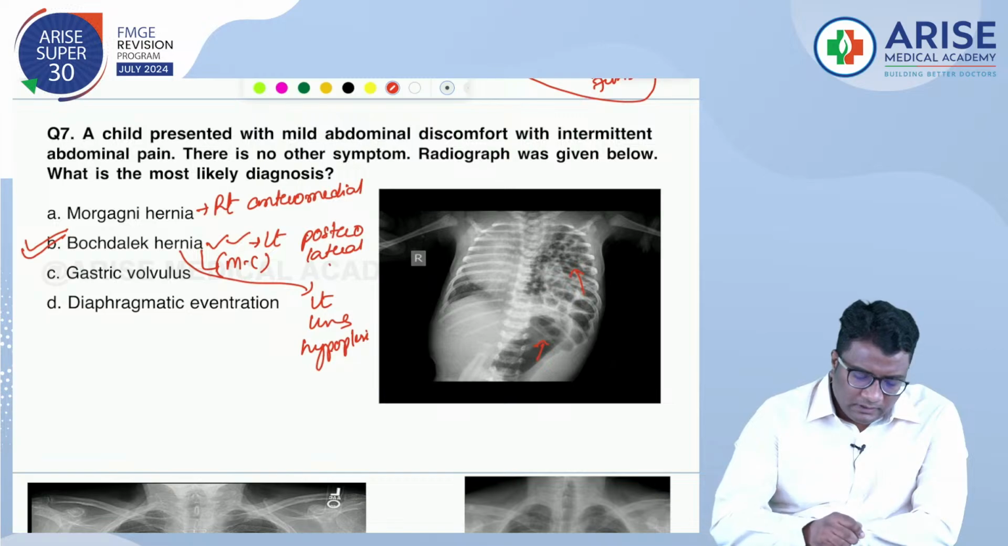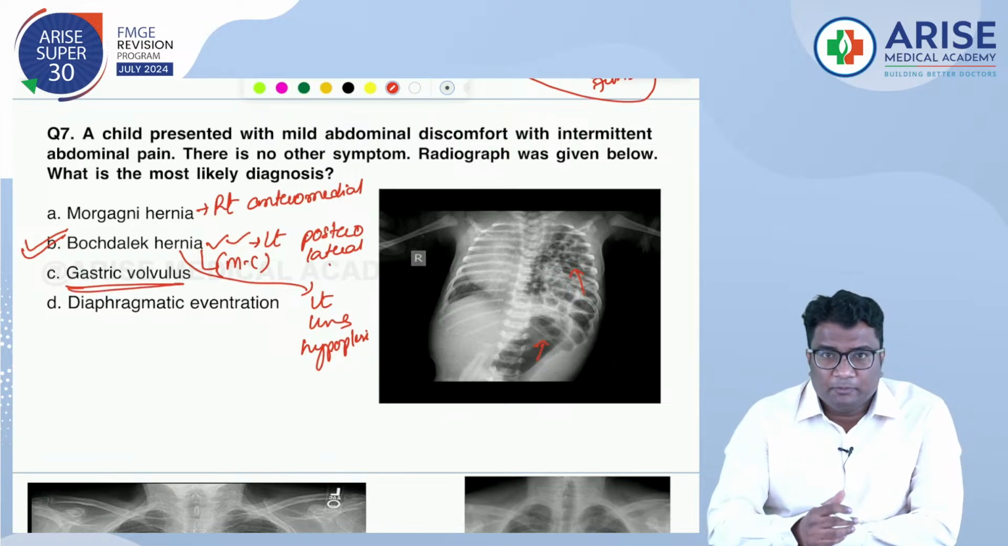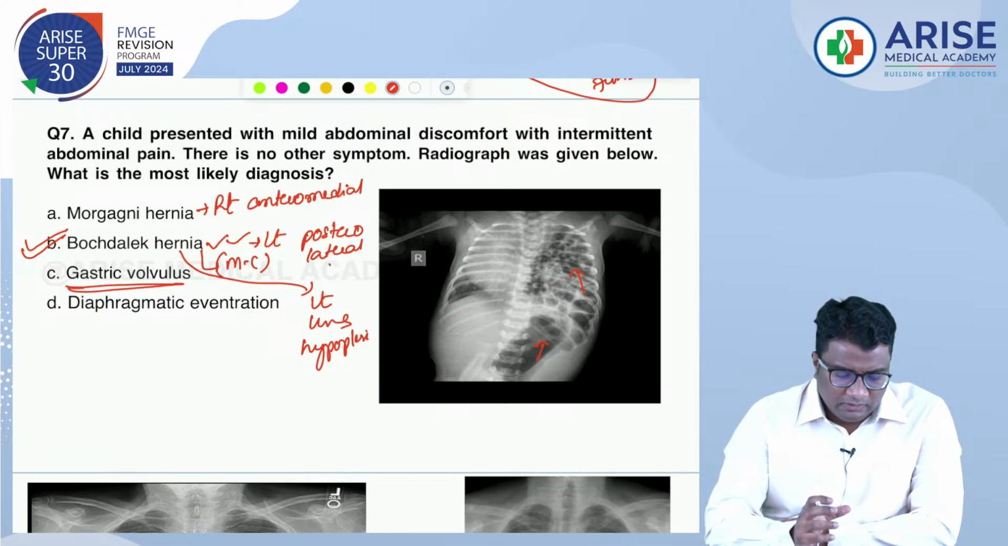Now, gastric volvulus is characterized by Borchardt's triad, right? Retching without vomiting, epigastric pain, and inability to pass a nasogastric tube. All gastric volvulus will have that Borchardt's triad.